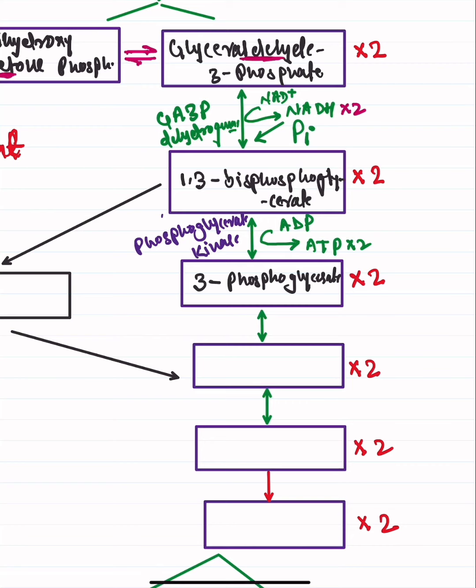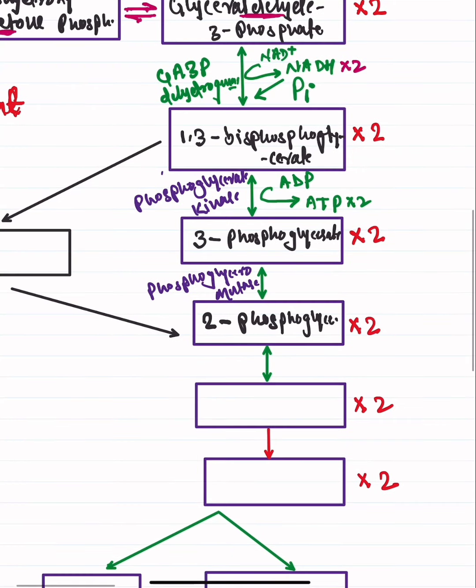And the phosphate will shift from 3rd position to 2nd position. That means it will change into 2-phosphoglycerate. And the name of the enzyme here is phosphoglyceromutase. Right? We'll get 2-phosphoglycerate. Right? And what is the next step?